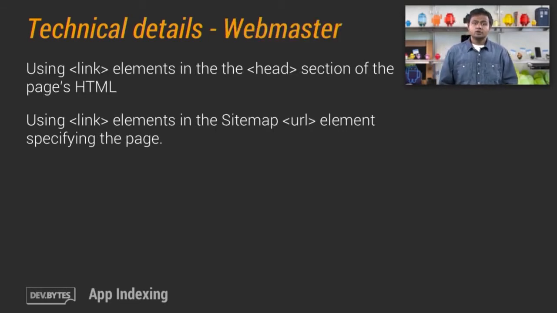Now, each page on your site can specify how its contents can be loaded in your app. We offer two equivalent ways to tell Google's algorithms about the relationships between the page and your application. And these are using link elements in the head section of the page's HTML, or you can use link elements in the sitemap URL element specifying the page. And again, for more details, please read the blog posts that will be released.